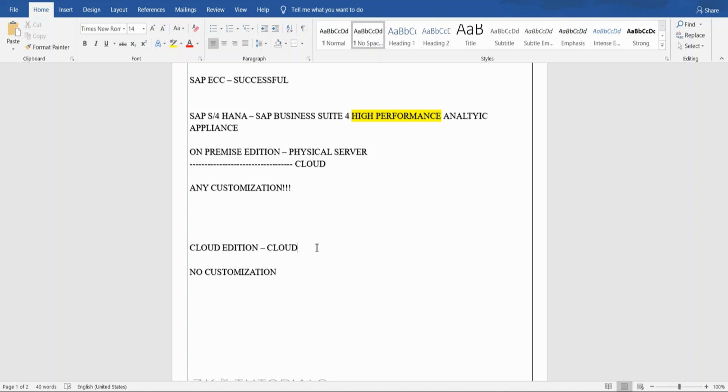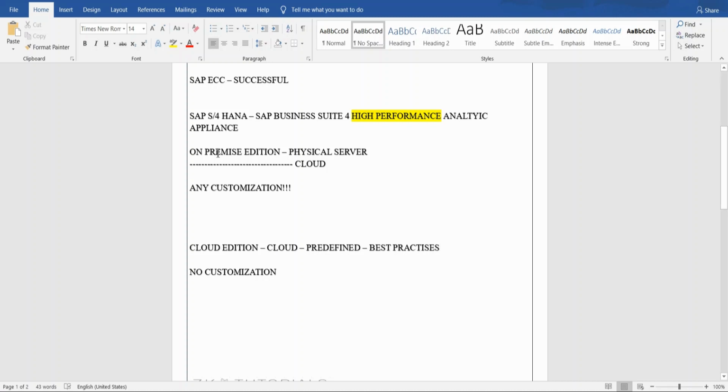Because this cloud edition is a predefined software and it consists of some best practices, meaning for this kind of industry this is the best practice, for that kind of industry that is the best practice. The cloud edition will be already predefined and given to you, so you cannot do any customization. Whatever SAP suggests as the best practice for this particular business, you need to adapt. That is why we have two products.